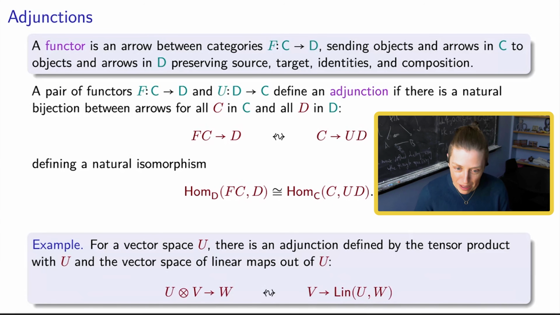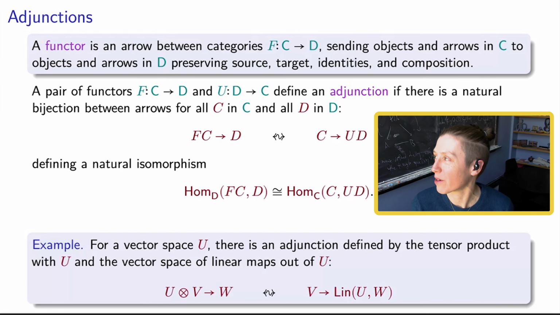And the example that we've seen of this involves the tensor product construction. So if I fix a vector space U, then there's a functor from the category of vector spaces to itself defined by tensoring with the vector space U. So it sends a vector space V to the vector space U tensor V. So the operation of tensoring with a vector space is an example of one of these functors.